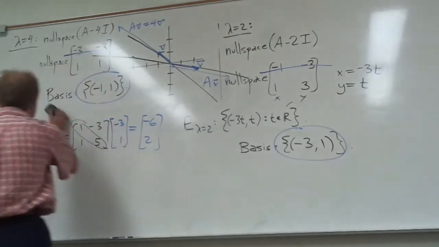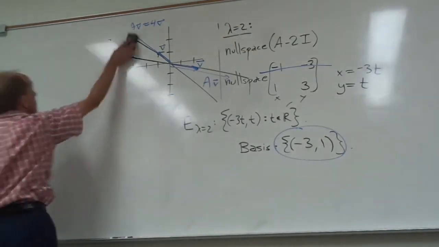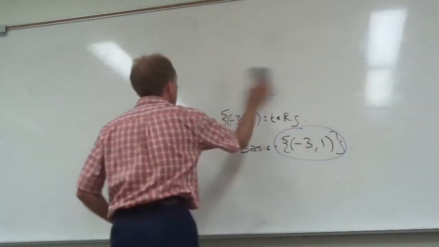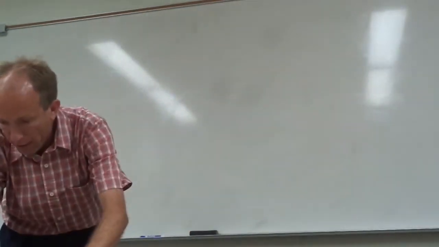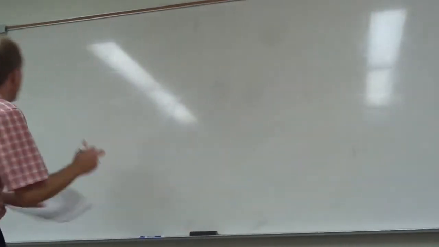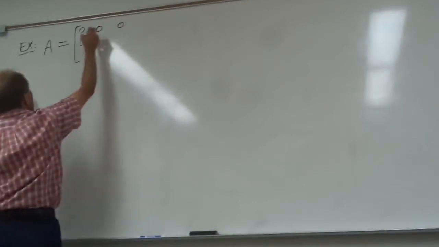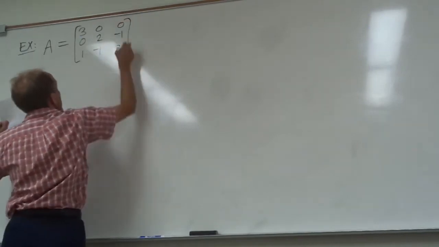Okay, let's try another example. I want to work on a 3 by 3 example. I think that will be a good thing to do next. So let's just do a similar example here. I'm going to let A be the following matrix here: 3, 0, 0, 0, 2, negative 1, and 1, negative 1, 2.